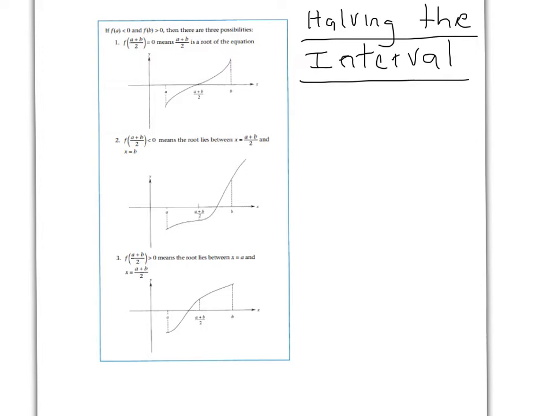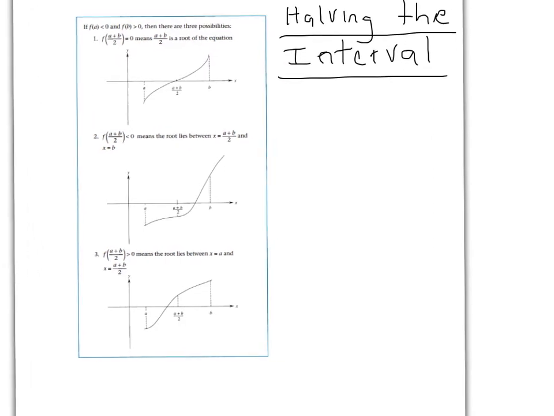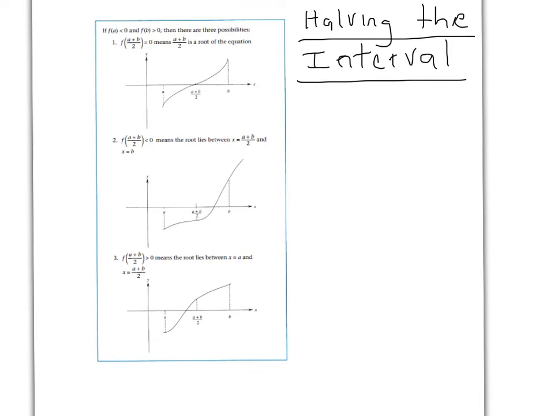So I'll do an example in a minute, but it's shown here on this diagram. We halve the interval, so A plus B on 2. In this case, we'd know that A was negative and B was positive. Okay? And then we'd sub in A plus B on 2. Now in this case, A plus B on 2 is actually the root, so you'd get 0 for the answer.